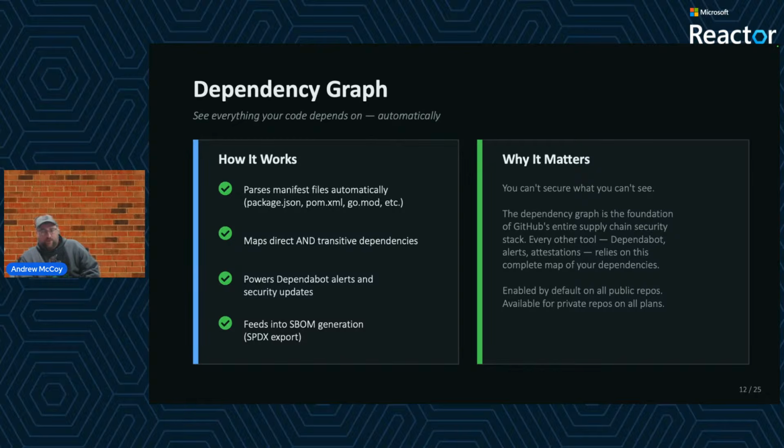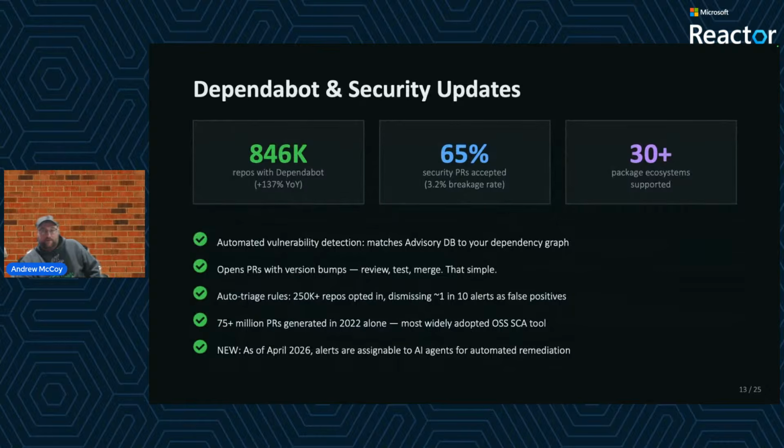The dependency graph tells you what is in your application. So parsing your manifest file, the lock files, as well as being able to take a list of your dependencies, the dependency submission API, as well as automating that through some of our configuration utilities that we've rolled out. What this does is allow you to map your direct and transitive dependencies and get better visibility into your application within your repository.